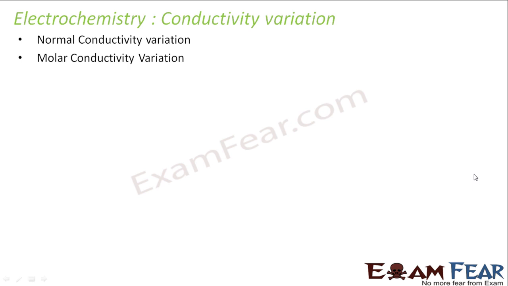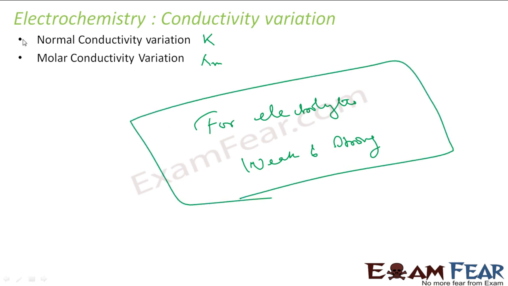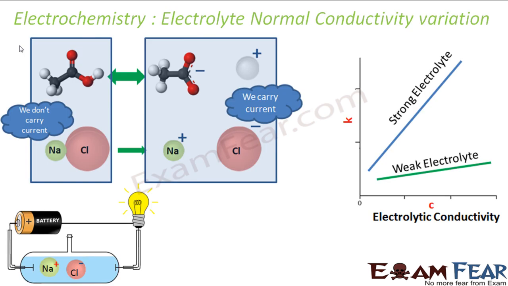The normal conductivity we just saw as K, and this is lambda for electrolytes. Both for weak and strong electrolytes we'll see that they have slightly different behaviors. We'll talk about the variation of molar conductivity of an electrolyte, and the variation of normal conductivity of an electrolyte. First, let's talk about the electrolyte normal conductivity variation.